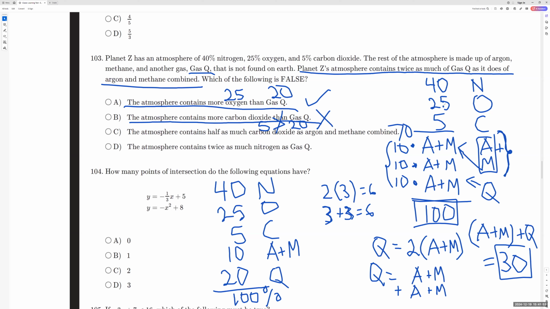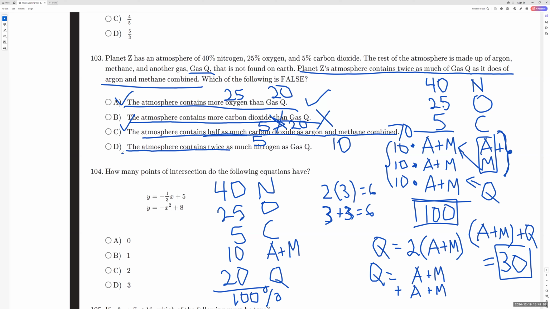it's not greater than. Okay, the atmosphere contains half as much carbon dioxide as argon and methane combined. So argon and methane combined is 10. Does it have 5 as carbon dioxide? Yes. So this is also true. 5 is half as much of 10. So the C is also true. So A is true, C is true. And D has to be true, hopefully.